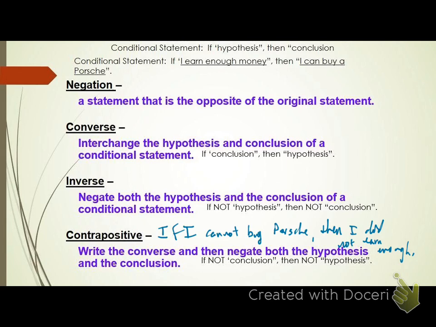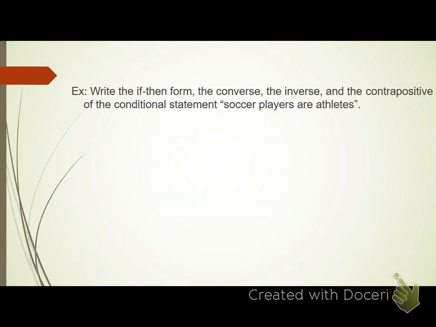There could be other reasons why you didn't buy the Porsche, other than you did not earn enough money. So, again, don't get too wrapped up in true-false with these statements. Just write the statements, and then we can determine if they're true or false. It's perfectly fine to have a false if-then. Okay? All right. So now you give it a shot, right? Write an if-then statement, and then come up with the converse, the inverse, and the contrapositive.